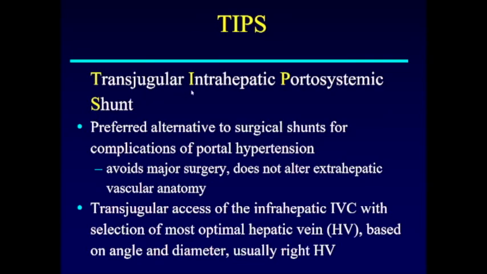So transjugular intrahepatic portosystemic shunts are now the preferred alternative to surgical shunts for complications of portal hypertension. The advantages are that TIPS shunts avoid major surgery, and they also do not alter the extrahepatic vascular anatomy. With TIPS shunts, you gain transjugular access of the infrahepatic inferior vena cava, and then select the most optimal hepatic vein based on the angle and diameter to place the shunt. Usually it is the right hepatic vein.